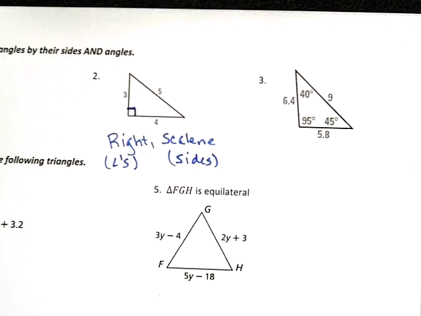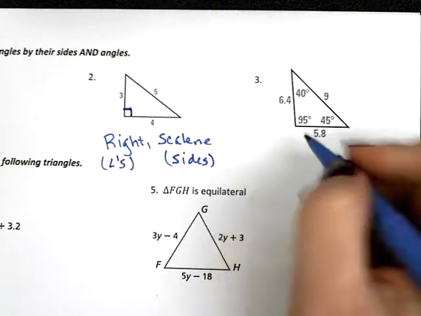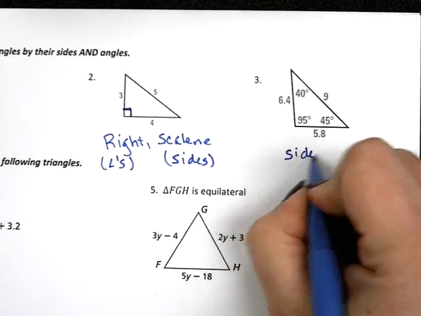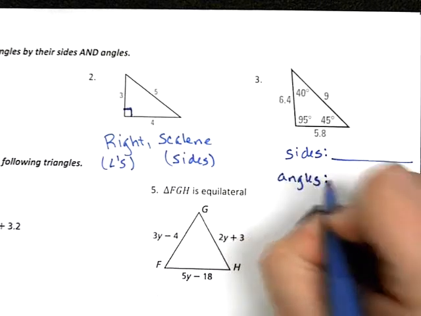And then you guys are going to try number 3. Take a look at the angles and the sides and see if you can decide how to classify it by its sides and angles. So sides and angles. Go ahead and classify that triangle.